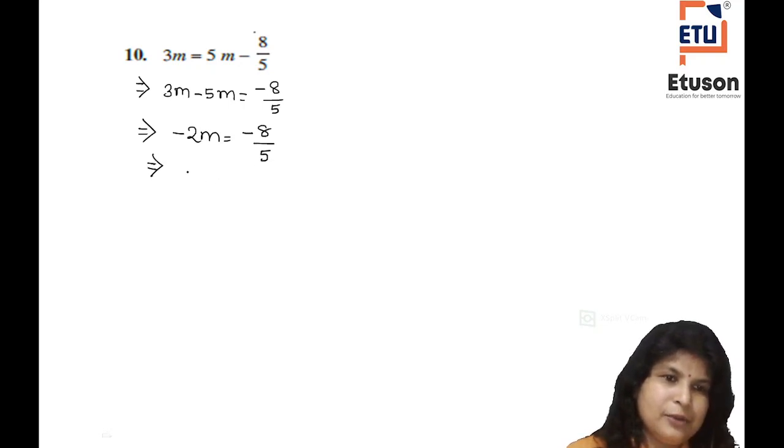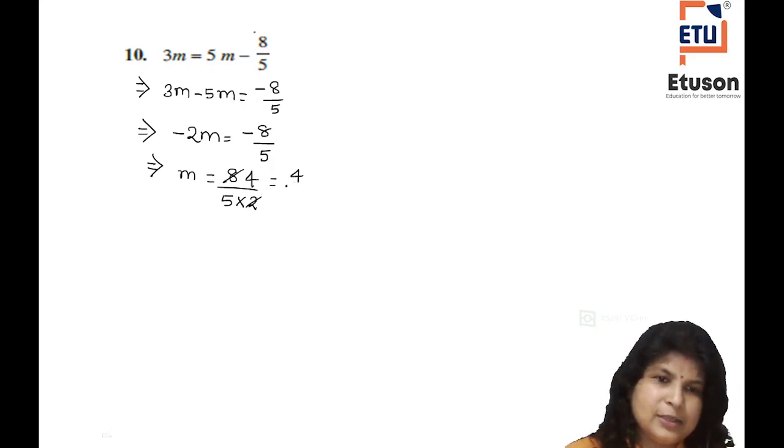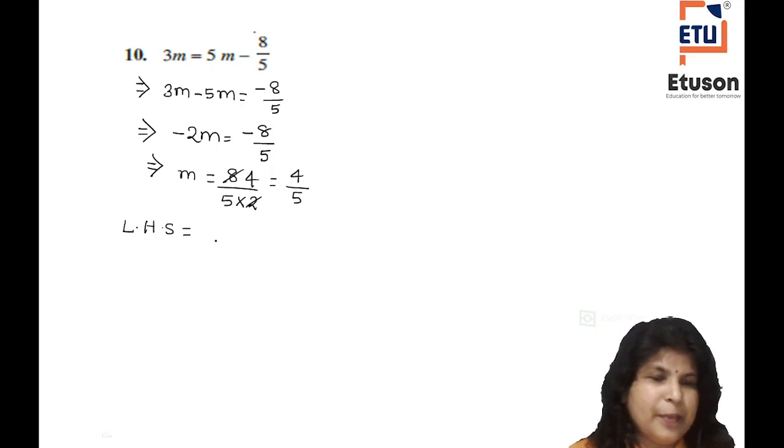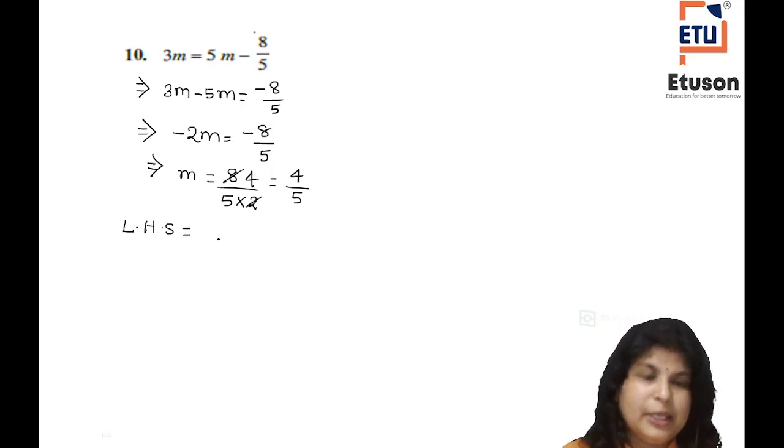So what's the value of m then? m is equal to 8 divided by 5 into 2. So you have got the answer as 4 by 5. So let us check our answer. How are you going to do that? Correct. You have to put m is equal to 4 by 5 in LHS and RHS. If it is found out to be equal, then your solution is correct.